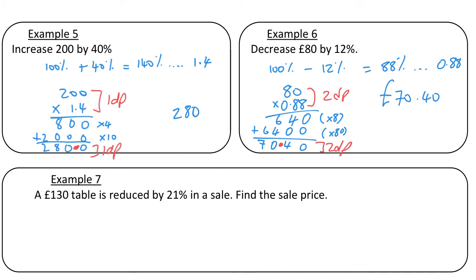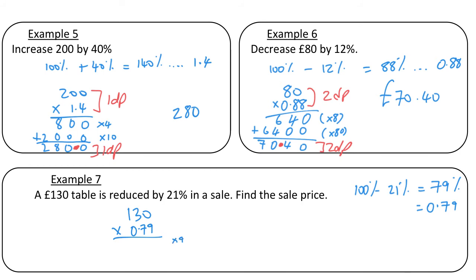Example 7, £130 table is reduced by 21% in a sale. Find the sale price. So we've got 100%. And in the sale, it's been reduced, so we're taking away 21%, which is going to leave us with 79%. And as a multiplying factor, that's 0.79. So we've got 130 multiplied by 0.79. So we're going to multiply by 79 to do that.